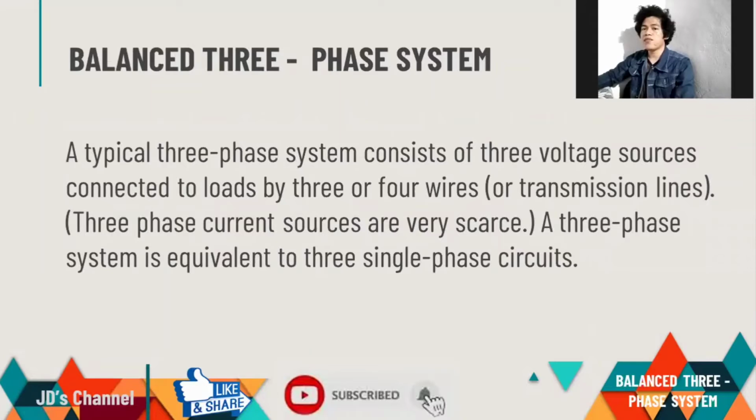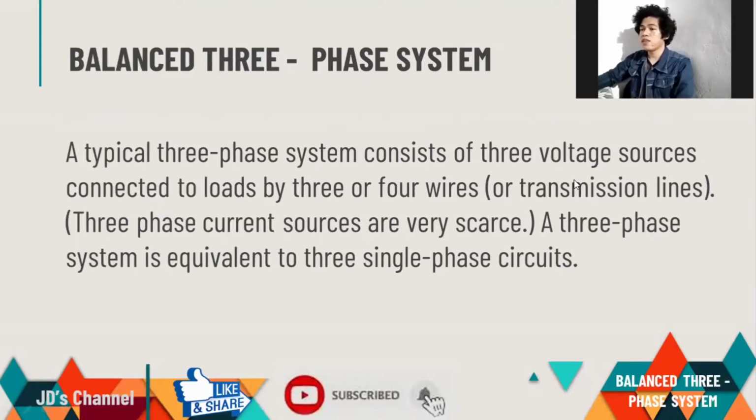So, pag-usapan natin ngayon yung kanyang source, three-phase source. A typical three-phase system consists of three voltage sources connected to a load by three or four wires. So, yung ating transmission. Yan. Three-phase current sources are very scarce. So, hindi siya kalimitan na nakikita, kasi kalimitan or ang pinakagamitin talaga at usual na nakikita natin is three-phase voltage sources.